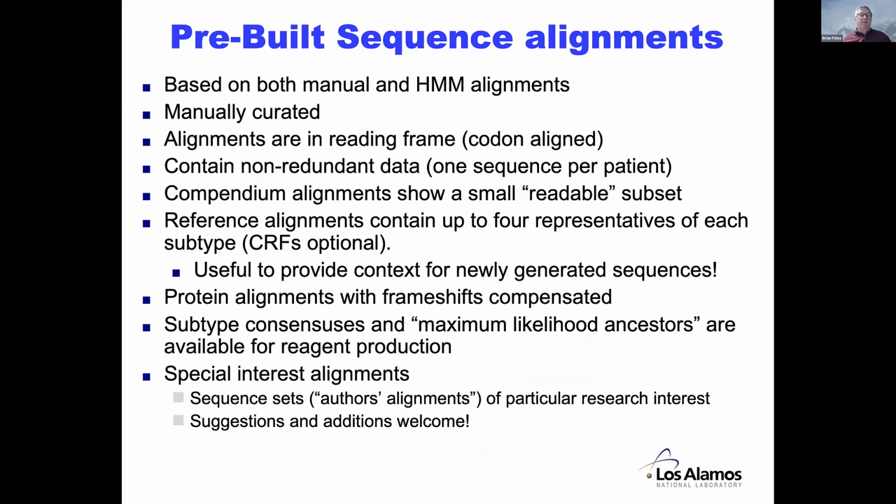We have pre-built sequence alignments, which are really handy because we take a lot of care to limit those to one sequence per patient. We align them very well. We codon align them so that gaps are put in between codons so they translate to protein well. Those are very useful for many things, especially for studying epitopes and so on. You'll need it aligned, and you'll need it to be able to translate to protein so that you can study the epitopes.